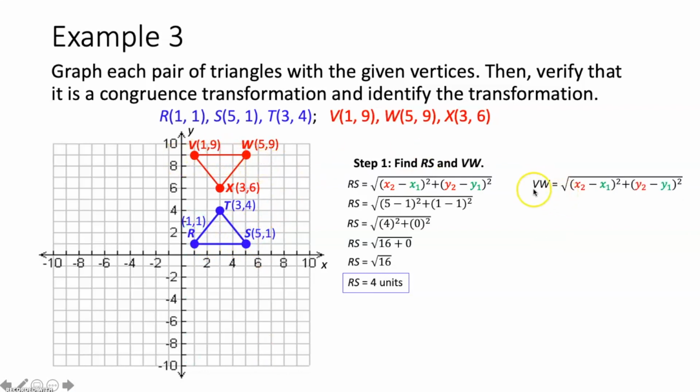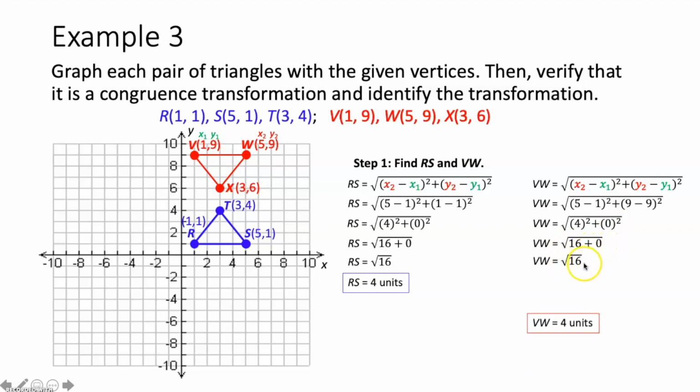So again, we use the distance formula. Pick one of your points to be x sub 1, y sub 1. The other one to be x sub 2, y sub 2. We plug them into their corresponding spot in the distance formula, and we simplify. 5 minus 1 is going to give you 4. 9 minus 9 gives you 0. 4 squared is 16. 0 squared is 0. 16 plus 0, that's just 16. And the square root of 16 is 4.